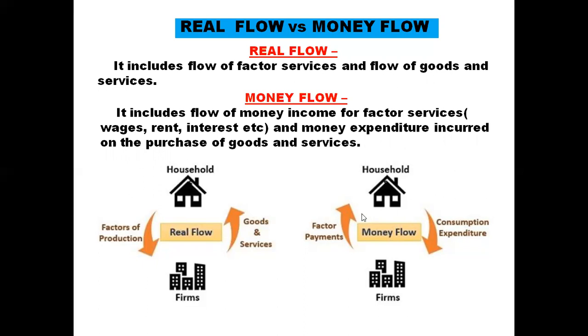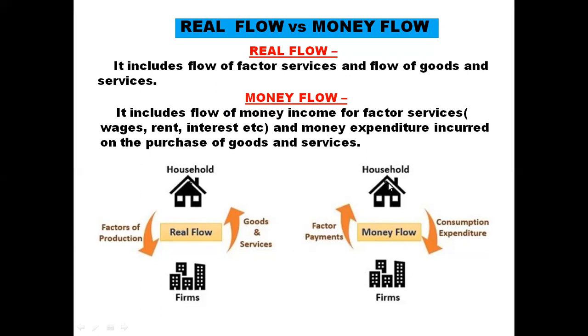And what is money flow? It includes flow of money income from factor services. As we have seen in real flow, households supply their factor services. So if they supply factor services, what do they get? They get money in return, factor payments. So who does the money payment? Firms. So firms do the money payment to the households. So this is in the form of money.